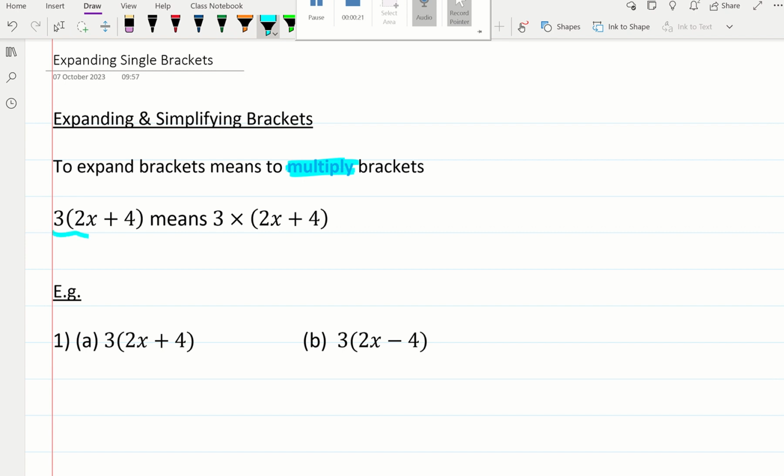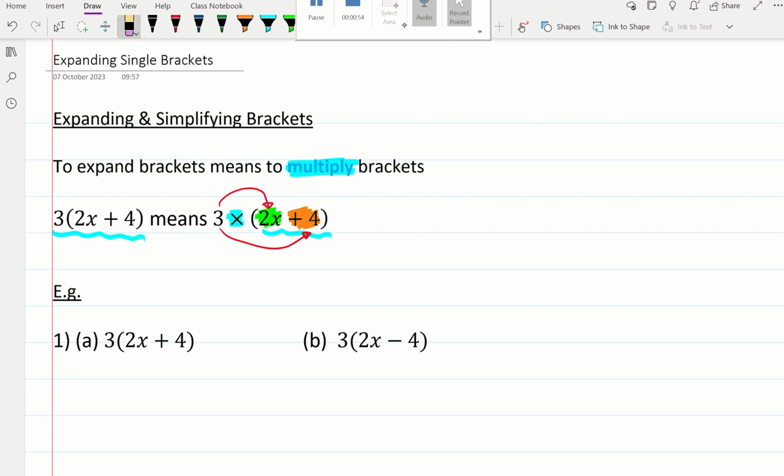So when you see something like 3 brackets 2x plus 4, it means 3 is multiplied by everything inside the bracket. You can see a 2x, and you don't know what that is because you don't know what x is. It's an unknown number, but you've got 2x, and you have a plus 4. Both of these have to be multiplied, timesed by 3.